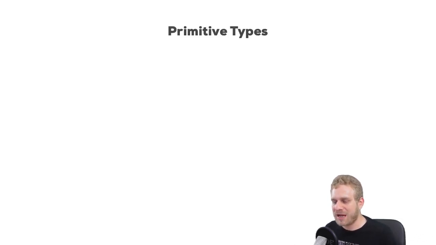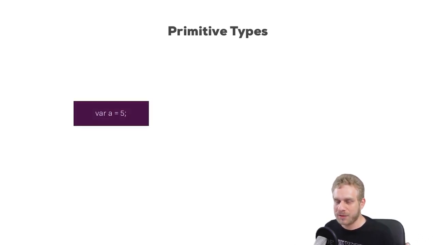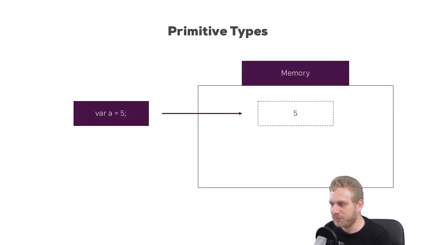In JavaScript, we have, as I said, two categories, and the first category are primitive types. Primitive types are, for example, numbers, but also strings or booleans. If we use such a primitive type and assign it to a variable, like here, where I give my variable a the value 5, then in the memory, this value will be stored. So somewhere in the memory, a value of 5 will be stored.